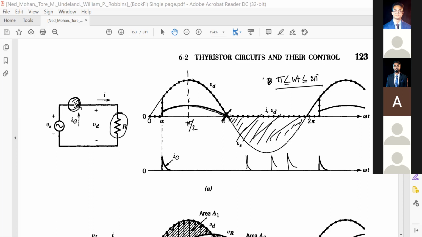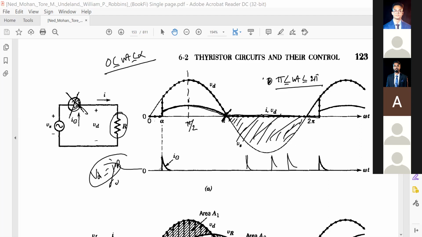That means there will be no current. If the current is 0, this thyristor is open. And the voltage VD will be IR, so with I equal to 0, VD will be 0. So you will get 0 voltage, and you should get 0 voltage also between 0 to alpha. Right or wrong?